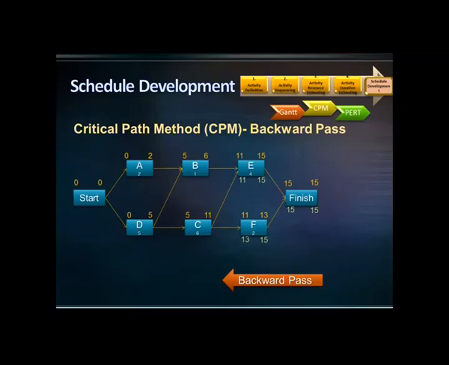Now, what is the late finish date for activity C? In the backward pass, activity C is dependent on activities E and F. So, the late finish of activity C is either 11 days or 13 days. If activity C finishes any time later than 11 days, activity E will exceed 15 days, which is the project completion date. So, on the backward pass, late finish of an activity is the minimum of all its related successors.